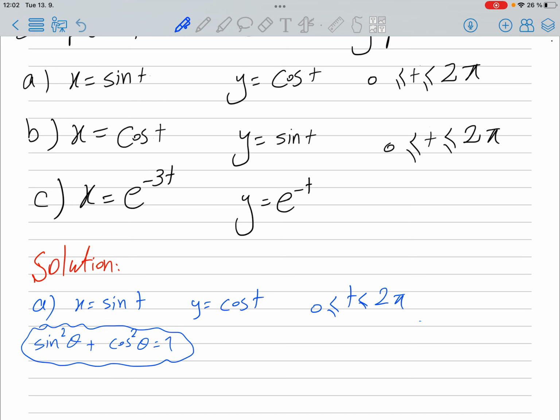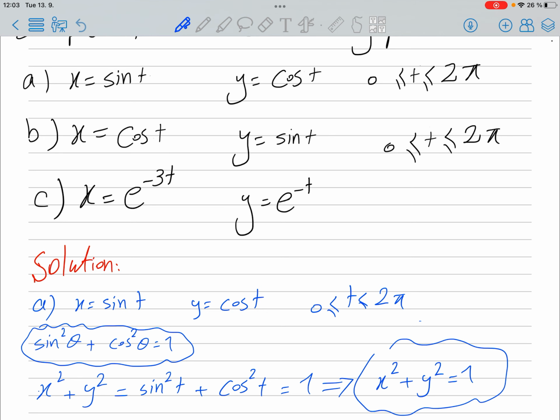So therefore x squared plus y squared is equal to, just substitute x and y by sine of t and cosine of t, and then what you have is sine squared t plus cosine squared t, and it is equal to 1. Therefore the Cartesian form of your parametric curve is x squared plus y squared is equal to 1, right? So this is the unit circle.